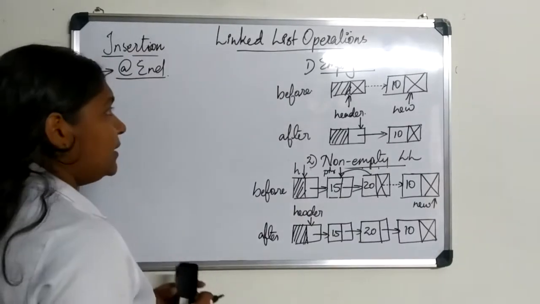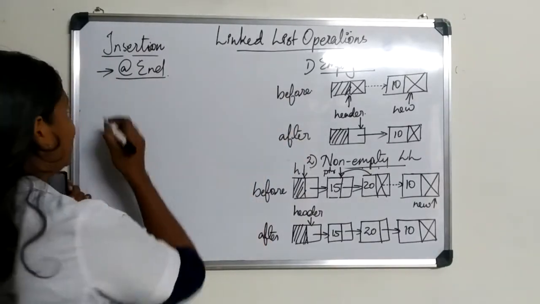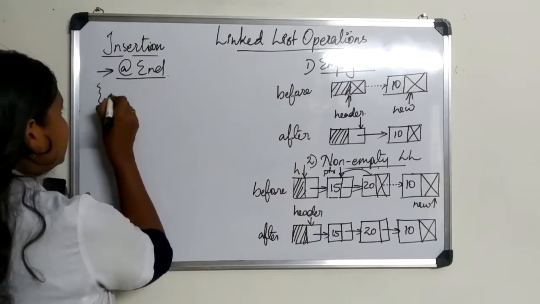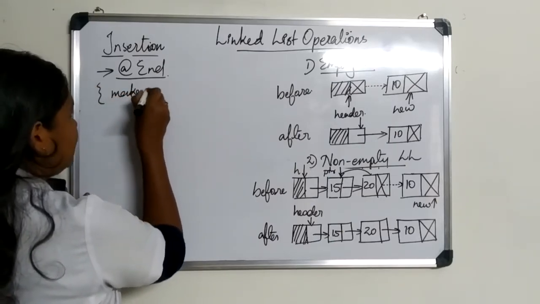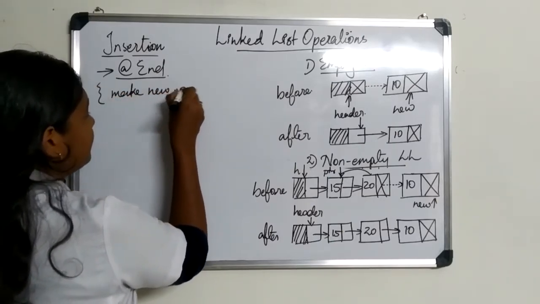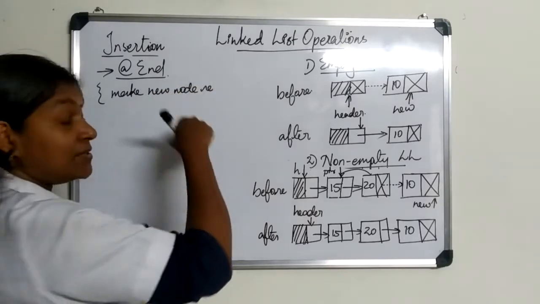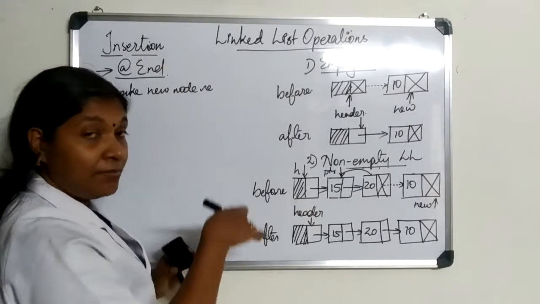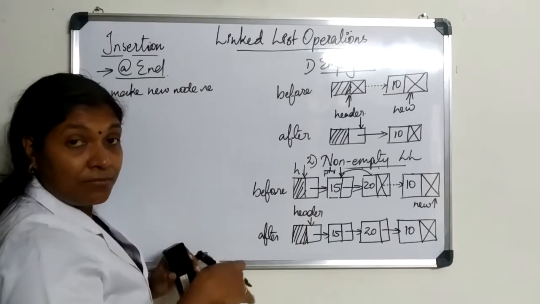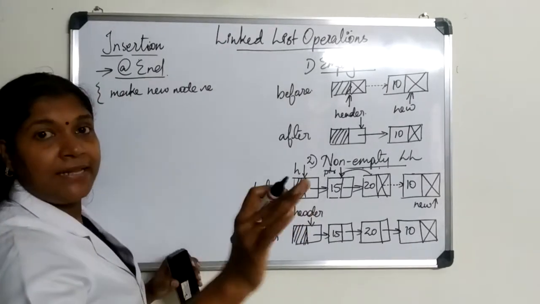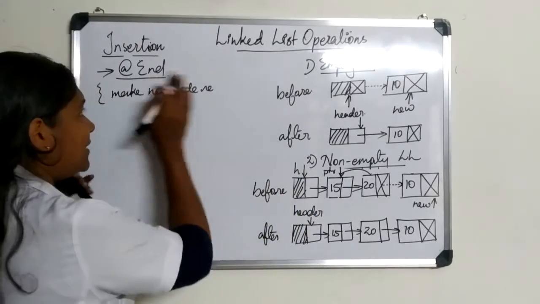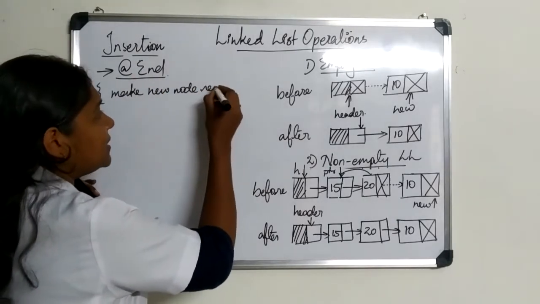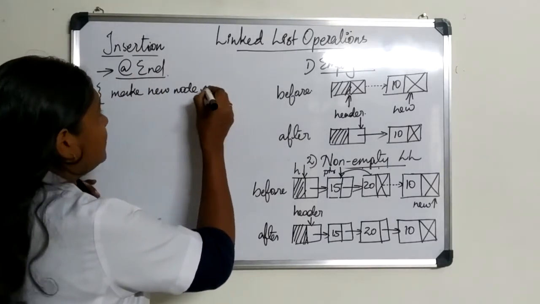So, considering the code, the first part is to make the new node ready for insertion. So what all does this consist of? Allocating memory for the new node, getting the data from the user, and setting the data part and the link part of the new node. This part is common for all the cases, new node ready.